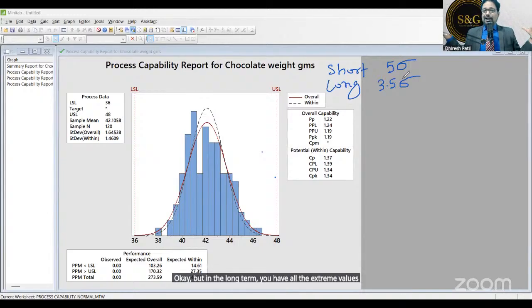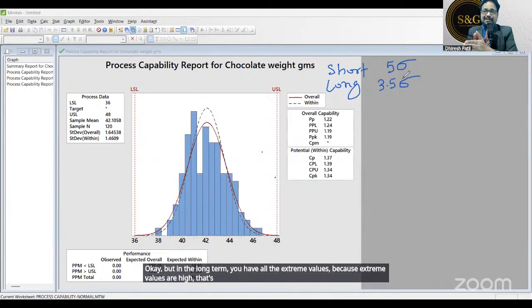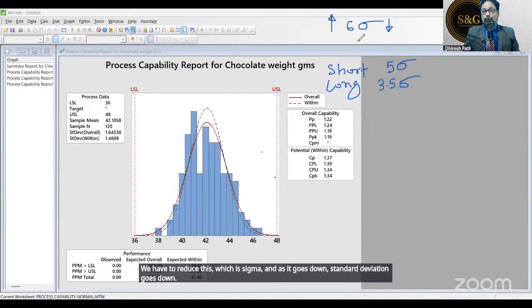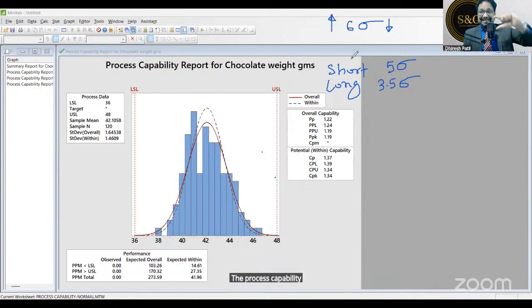Because extreme values are high, that's why your process capability goes down. You remember last time we discussed Six Sigma: we have to reduce sigma, the standard deviation, and as it goes down, the process capability number goes up.